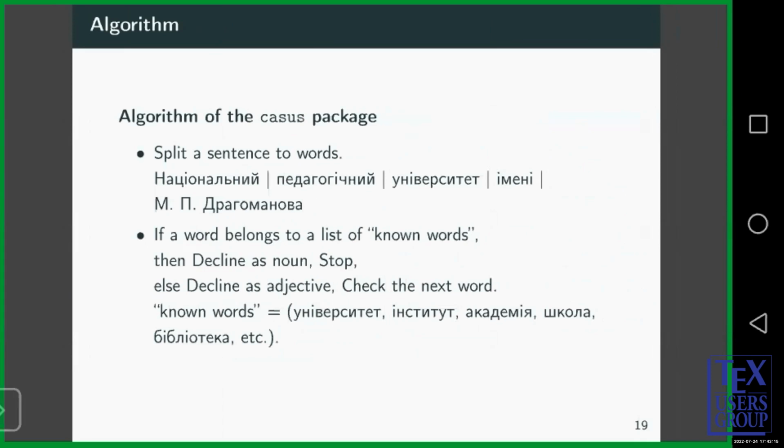First step, we should split the sentence into words. It is simple. Now we check every word. For example, национальный. Does it belong to the list of known words? No. The list of known words is given on this slide: university, institute, academy, school, library, and so on. If this word is not a known word, then we decline this word as an adjective.